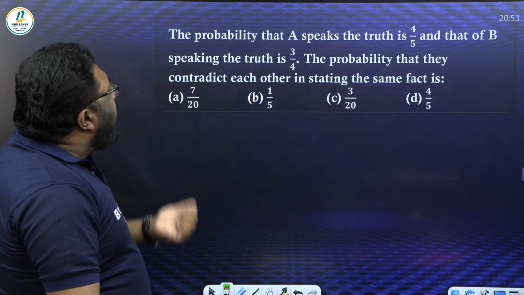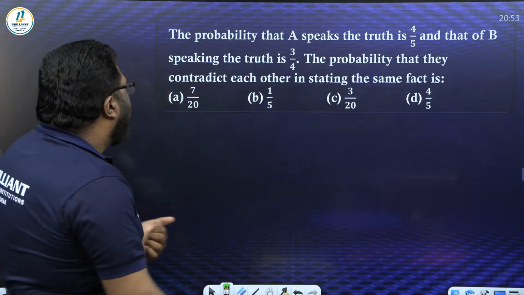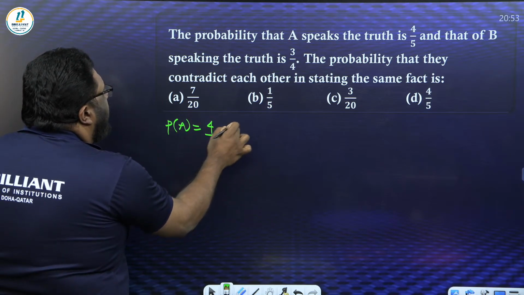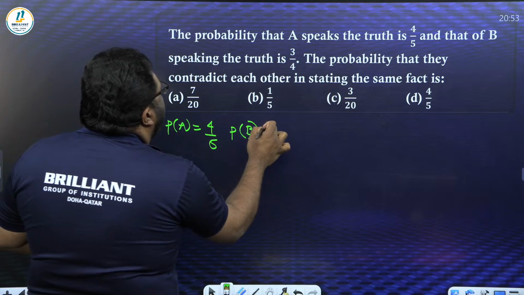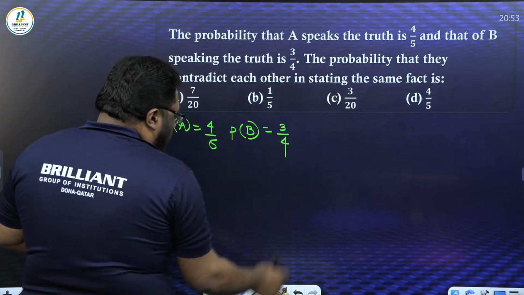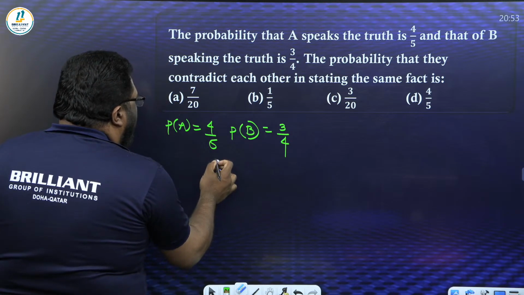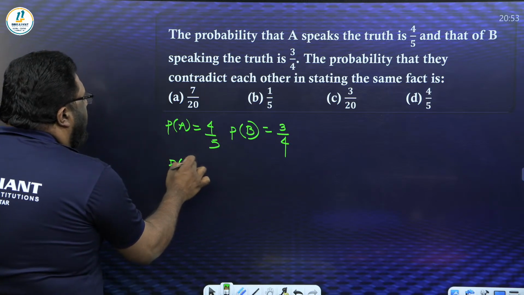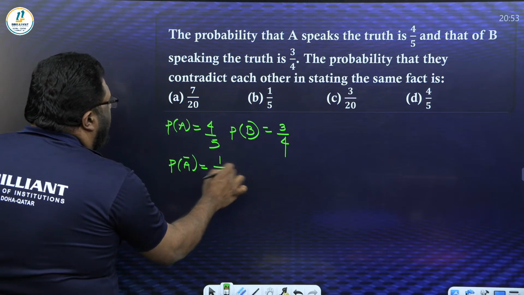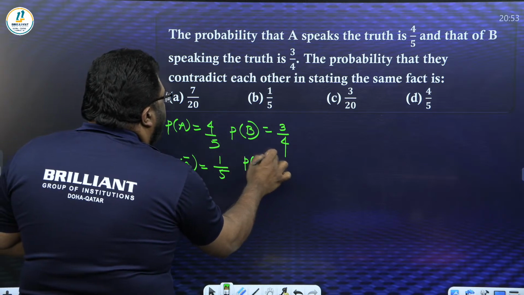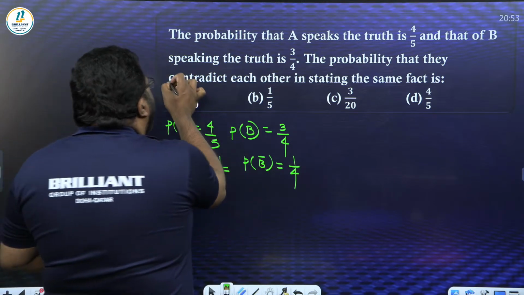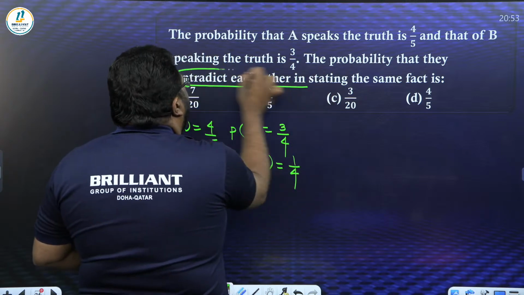The probability that A speaks the truth is 4 by 5. Probability that B speaks truth is 3 by 4. I know the probability of both of them speaking the truth. Then what is the probability he is not going to speak the truth? 1 by 5. Not going to speak the truth? 1 by 4. Now the question is, find the probability they are going to contradict each other.